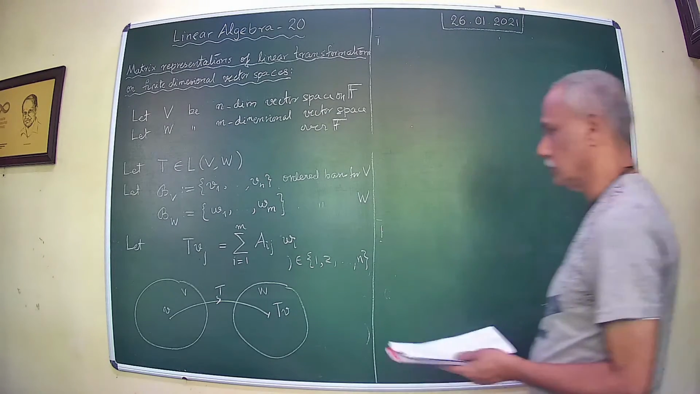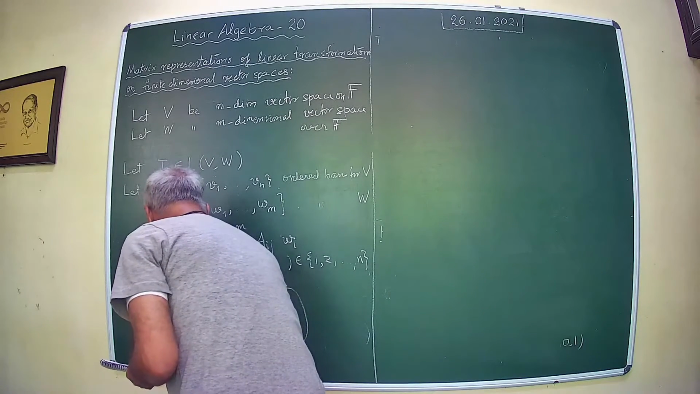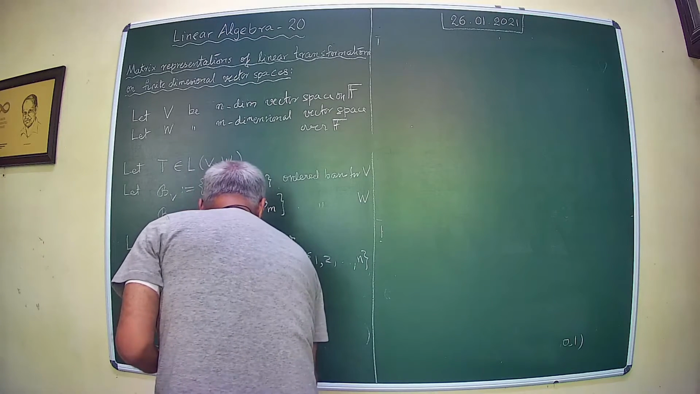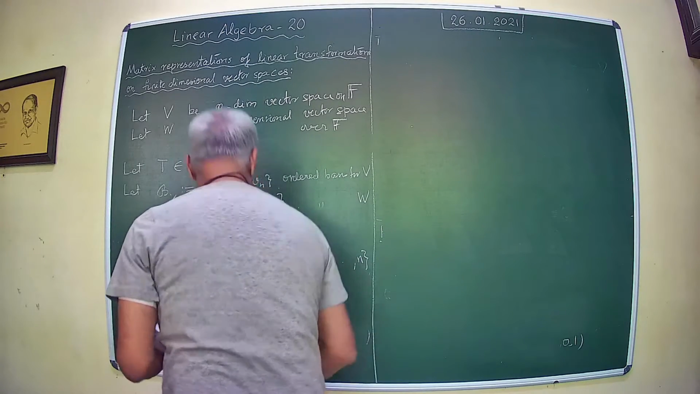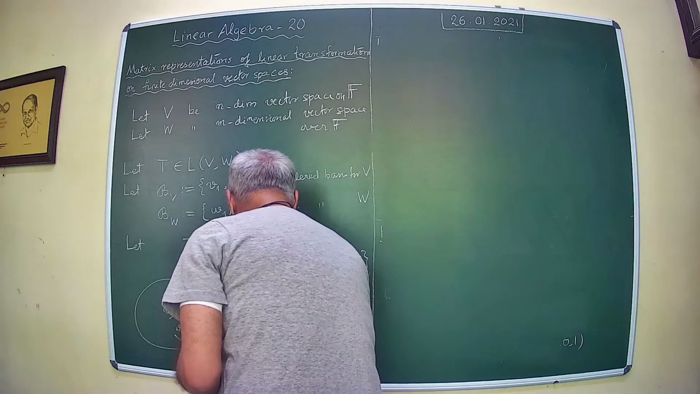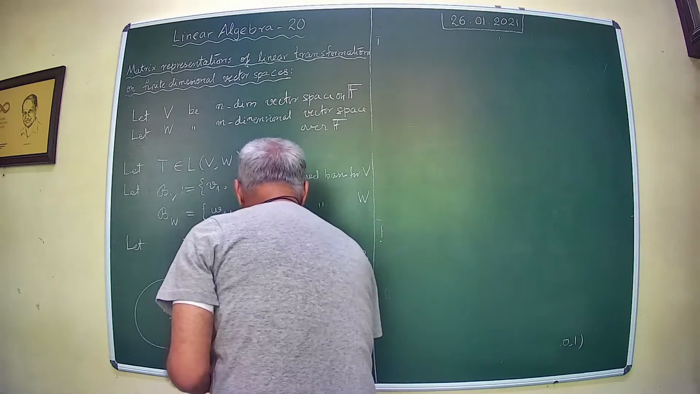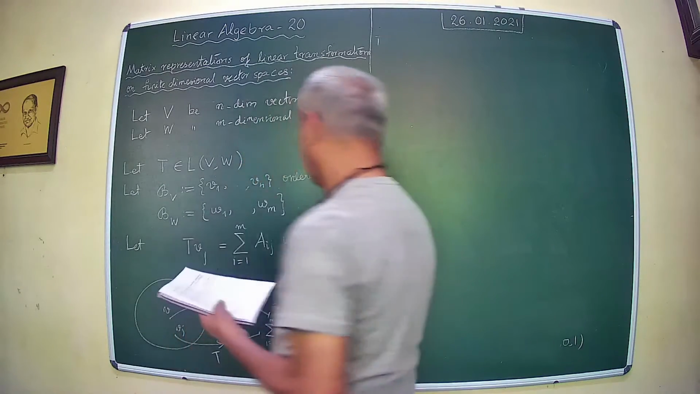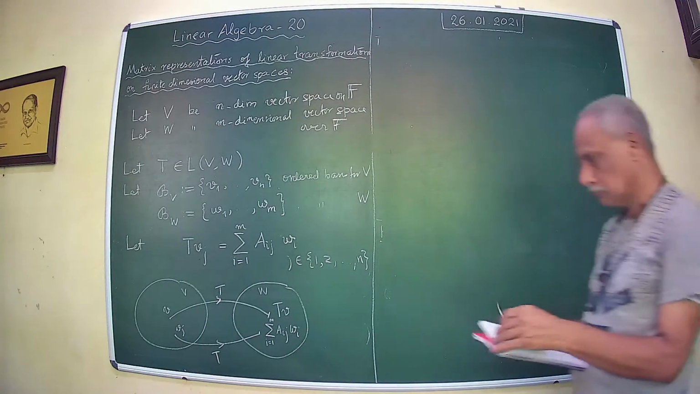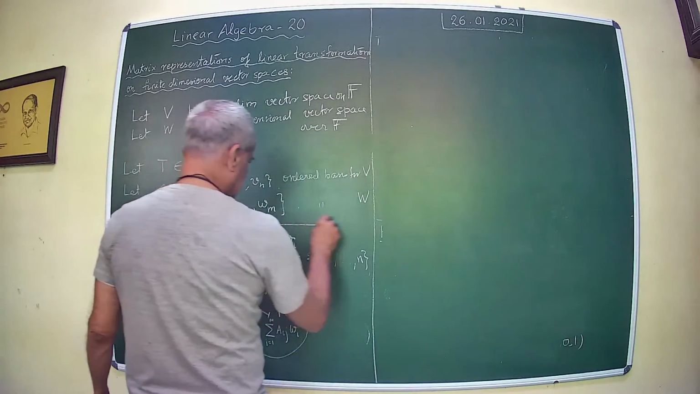Suppose you take vj here. This is mapped by T to the sum over i equals 1 to m. That's the mapping that you have. So let us mark this, put it inside the box.